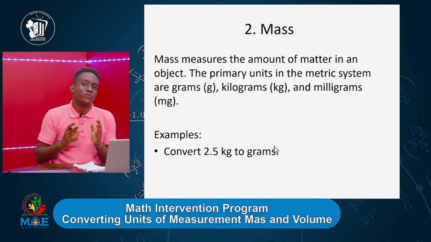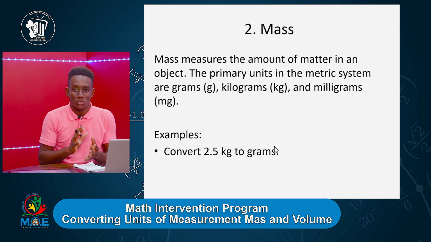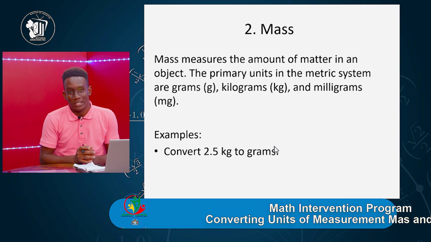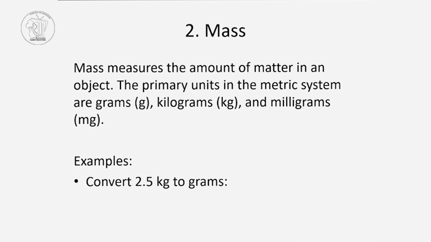Today we want to convert between these three units, and we will use a similar approach to one you should be familiar with if you looked at the last video, where we converted units of length. So let's look at the first example. The first example says, convert 2.5 kg to grams.